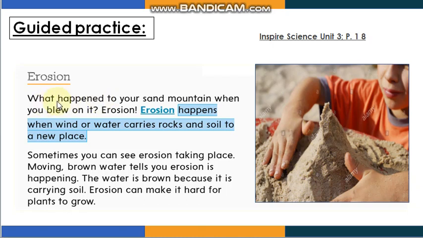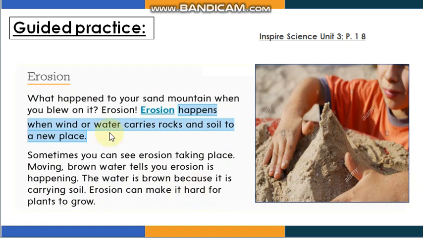So let's read the question over here. What happened to your sand mountain when you blew on it? Erosion. Erosion happens when wind or water carries rocks and soil to a new place. Sometimes you can see erosion taking place. Moving brown water tells you erosion is happening. The water is brown because it's carrying soil. Erosion can make it hard for plants to grow.